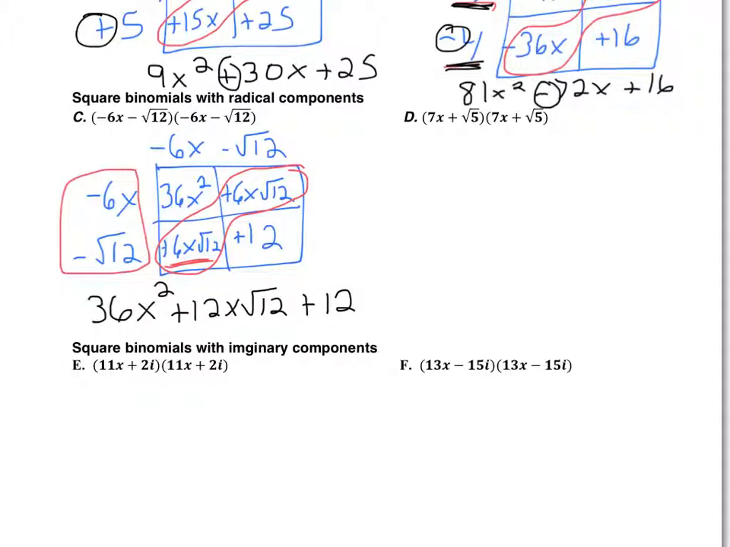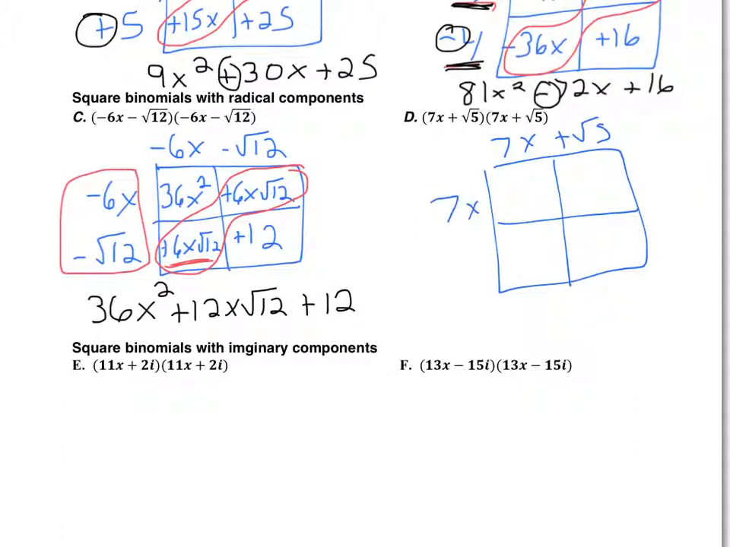Now we can go ahead and use the box for letter D. And we have 7x plus root 5 and 7x plus root 5. So that's 49x squared plus 7x root 5 plus 7x root 5 again. And positive times positive is positive. Root 5 times root 5 is 5.